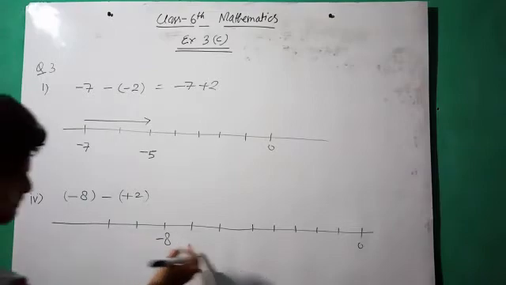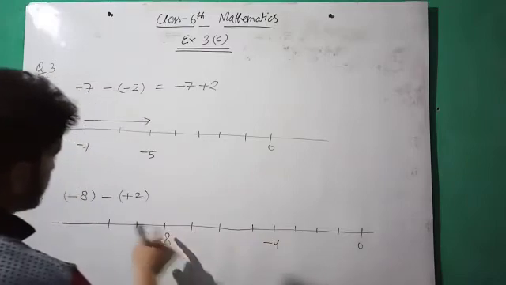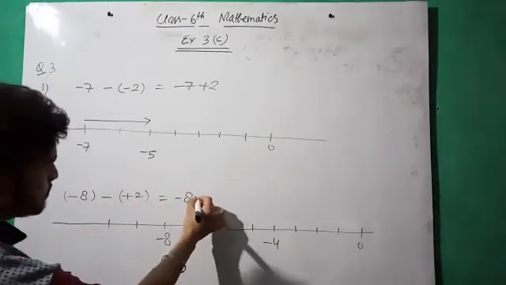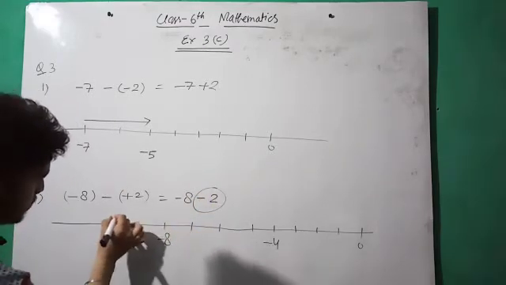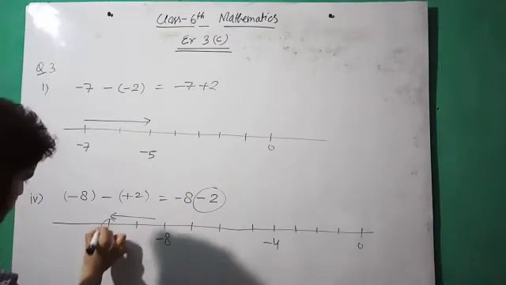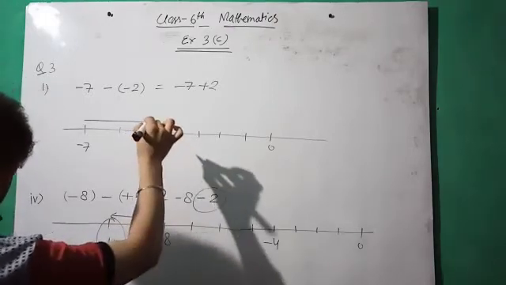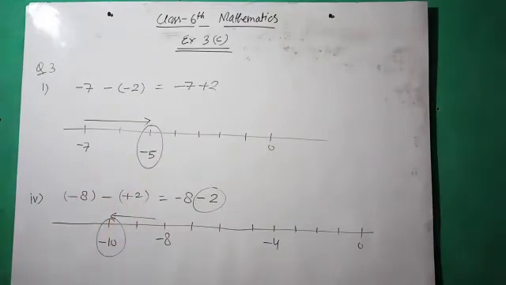Okay. Again minus 8. 1, 2, 3, 4, 5, 6, 7, 8. Now what? Minus 8 minus plus minus minus 2. And minus 2 denotes we have to move in the left direction. So minus 8 minus 2, answer is minus 2. Like this, you have to do like this. So the rest of the parts in this question, second and third, you have to do in your fair copy. Okay. Next question number 4, subtract minus 20 from 7. Very simple question.